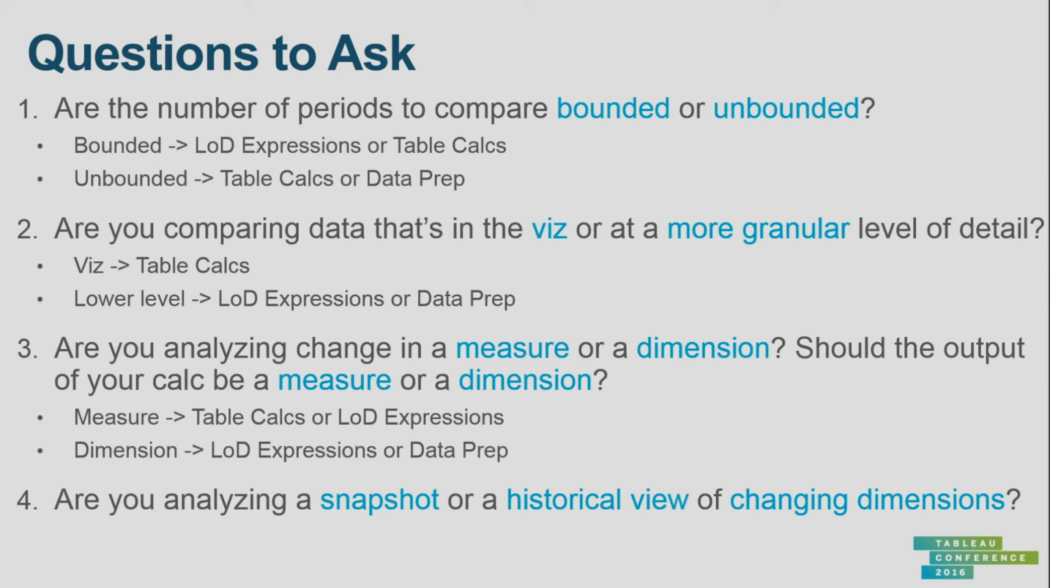And then the fourth thing to consider, assuming you answered that you're analyzing changing dimensions in number 3, is whether you're analyzing a snapshot of that data, so what did it look like in one month, or whether you're analyzing a historical view of those changing dimensions. If it's a snapshot, we can do that with level of detail expressions because we're comparing it to one single reference point in time. Whereas if it's a historical view, that's when you need to think about doing some data prep to generate records for missing events.